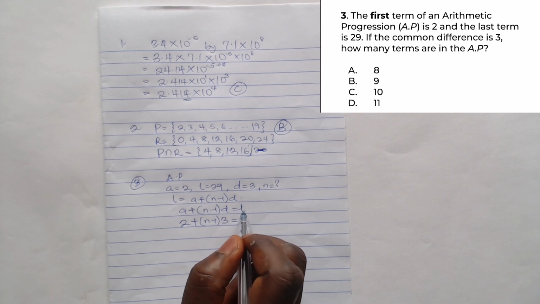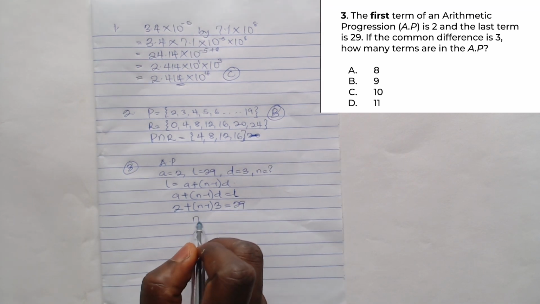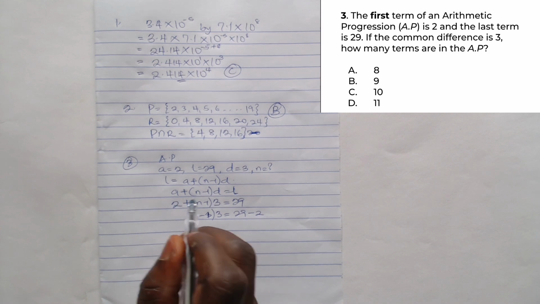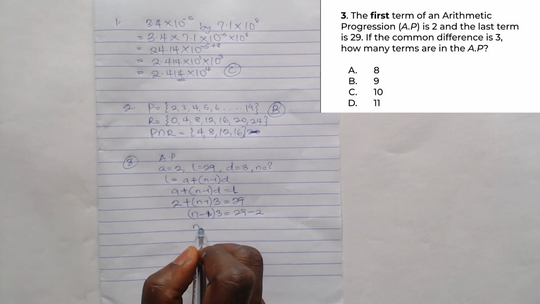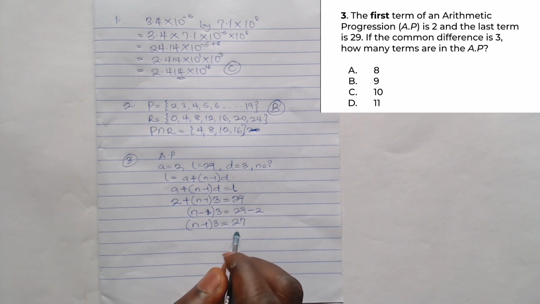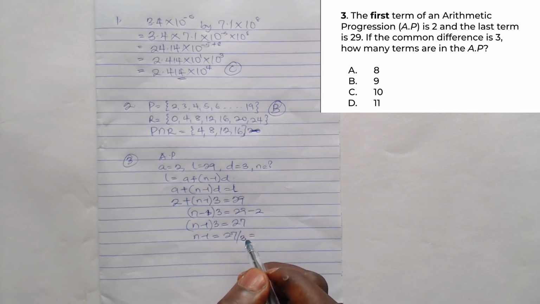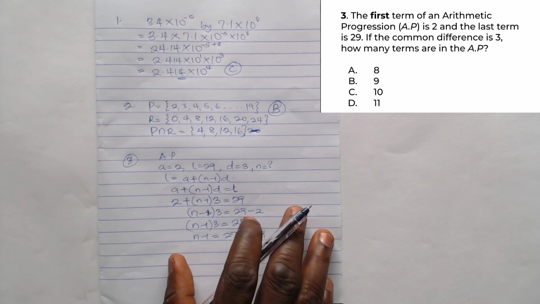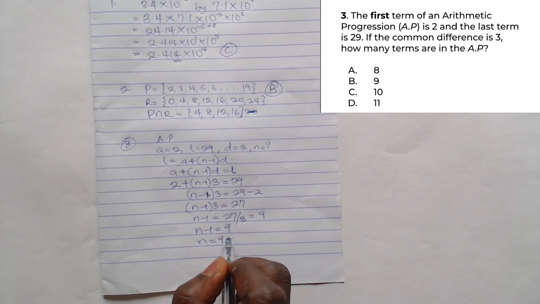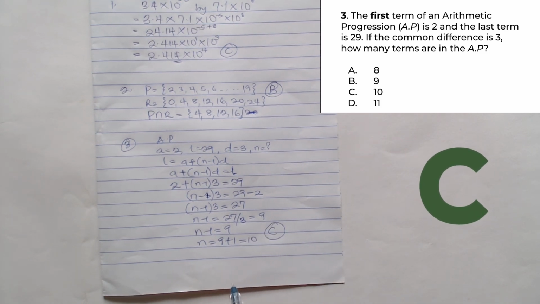And what is the last term? Remember this one is not 1, this is the last term. The last term given is 29. Very simple now. Take this to the other side of the equation. We have n minus 1 into 3 is equal to 29 minus 2. This is plus 2. When it crosses this side, it becomes minus 2. So we have n minus 1 into 3 is equal to 27. And divide both sides by 3 in order to get the value of n minus 1 is equal to 27 over 3. And when you divide 27 by 3, we are going to get 9. So now we have n minus 1 is equal to 9 and n is equal to 9 plus 1, which is equal to 10. Final answer is C. For question number 3, answer is C.